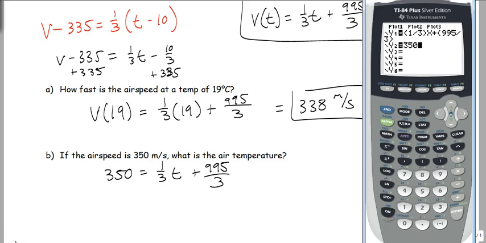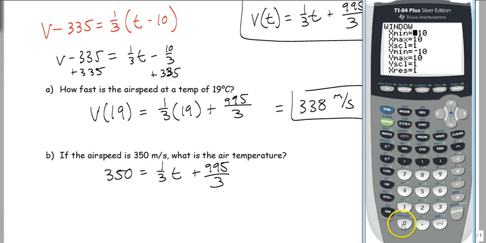The key to this is to enter each side of the equation into y1 and y2. Notice how in my y1 right here I have 1/3 x plus 995 thirds. My other y has 350. Now, you graph this, but the problem is you might not see anything right away because if you think about what's going on here, you have points like 19 and 300 and stuff like that. So what you want to do is change your window to look and see where these things are hitting.